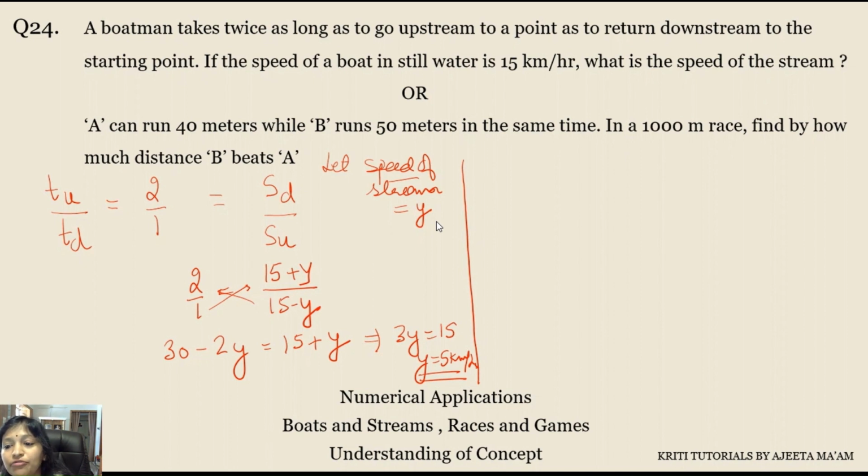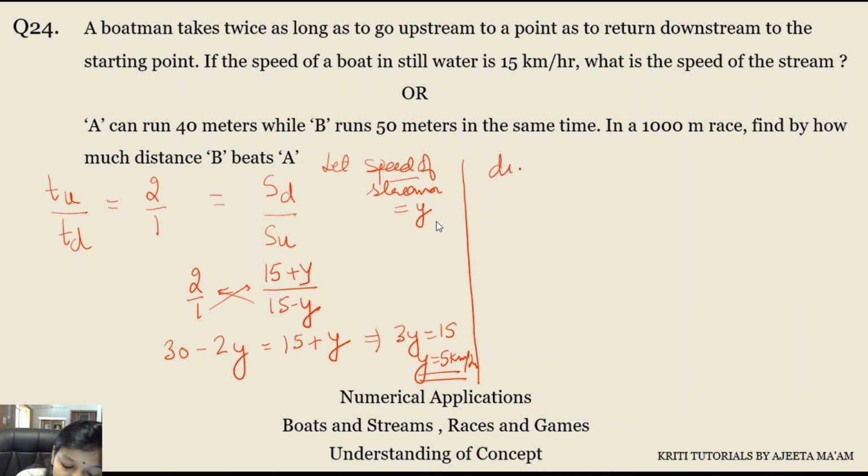Now, similarly, we have the next question on races and games. So we have to attempt any one, right? Now for races and games, what do we have? A can run 40 meters while B runs 50 meters in the same time. This is very important here, in the same time, because that makes the question simpler. So in a 1,000-meter race, find by how much distance B beats A. Now just remember, B is covering 50 meters and A is running 40 meters in the same time. So what is the ratio of their distance being covered?